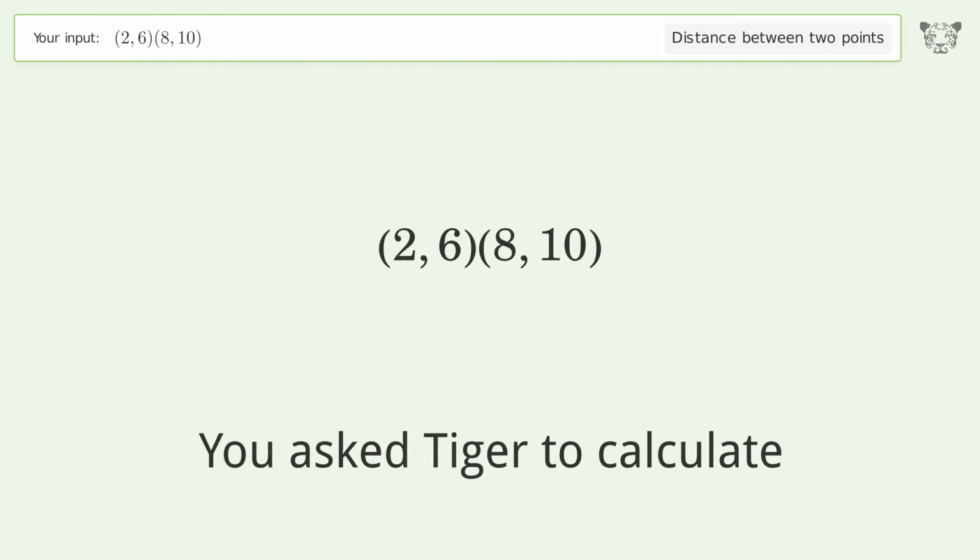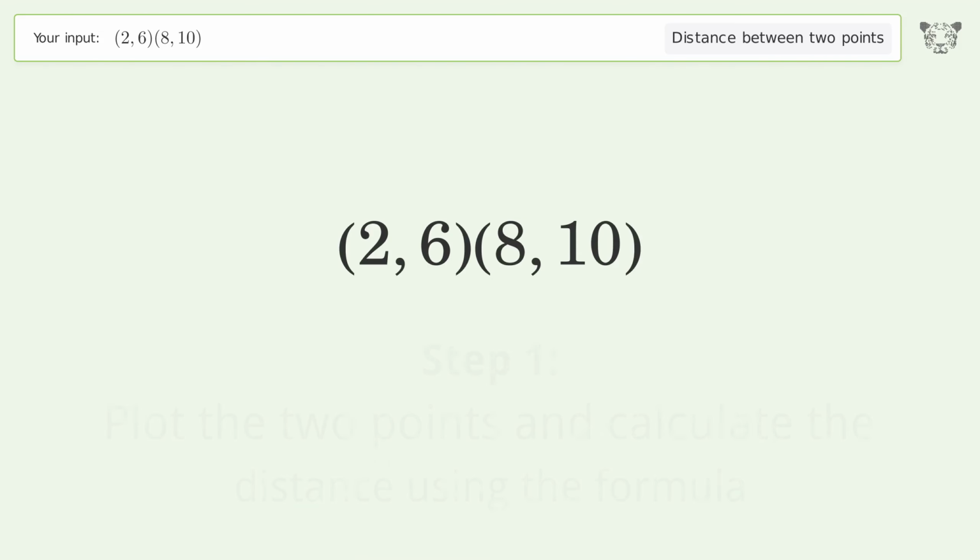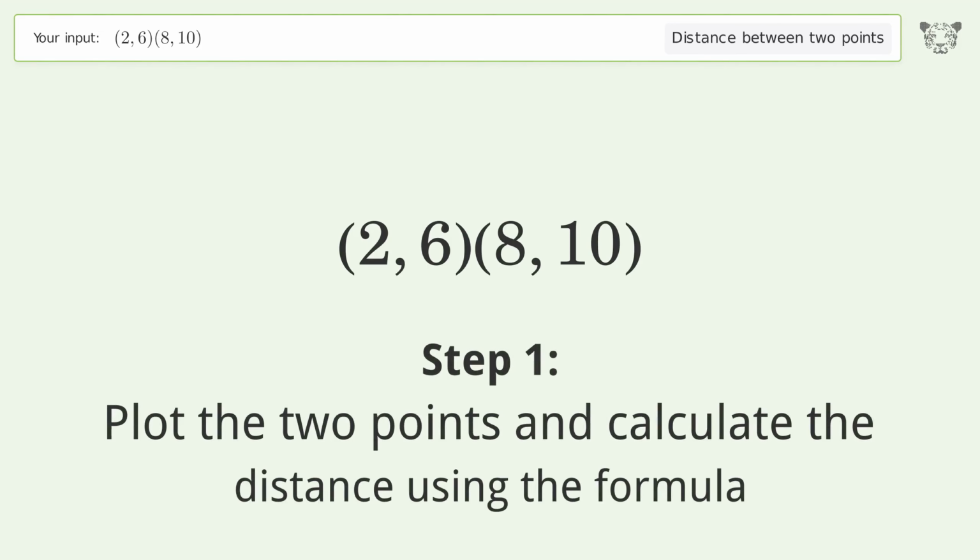You ask Tiger to calculate. This deals with the distance between 2 points. The distance between the 2 points is the square root of 52, or 7.211. Let's solve it step by step. Plot the 2 points and calculate the distance using the formula.